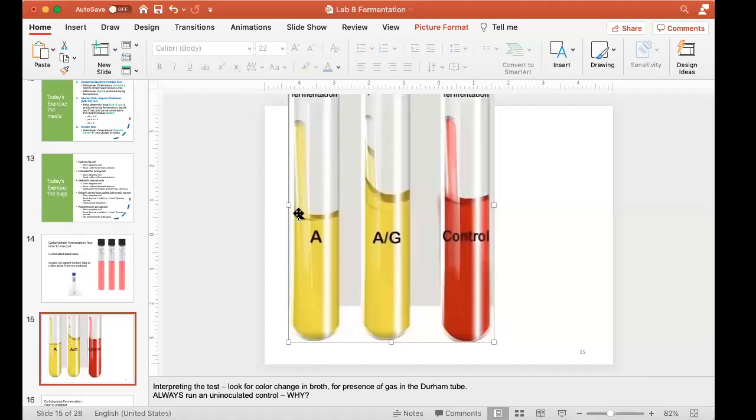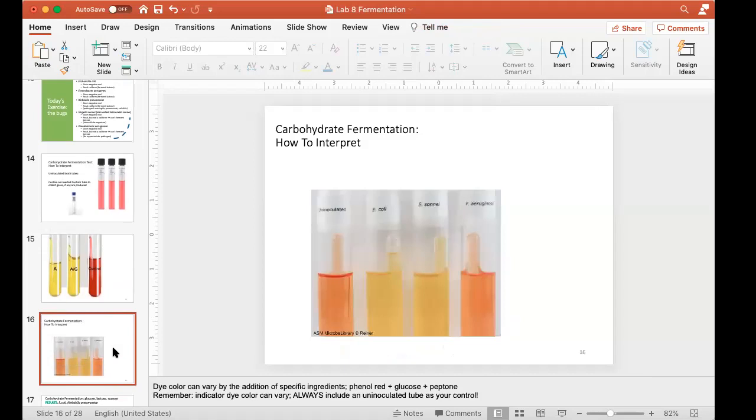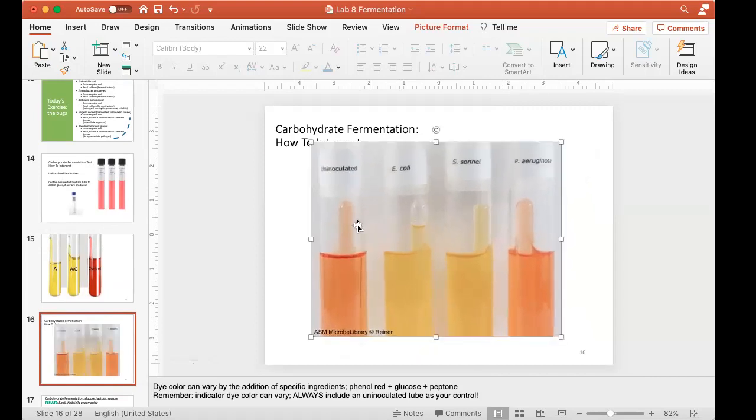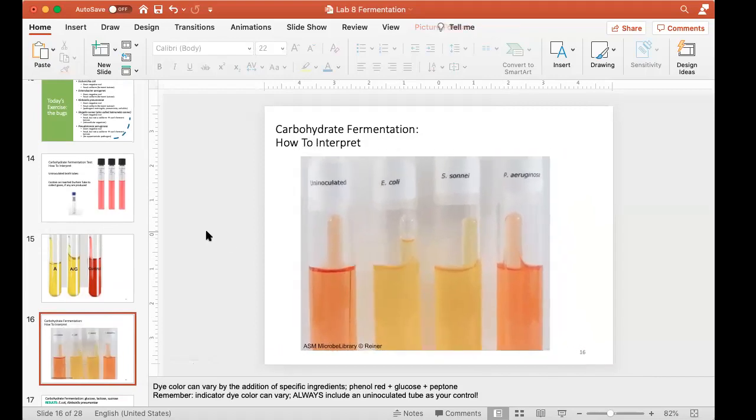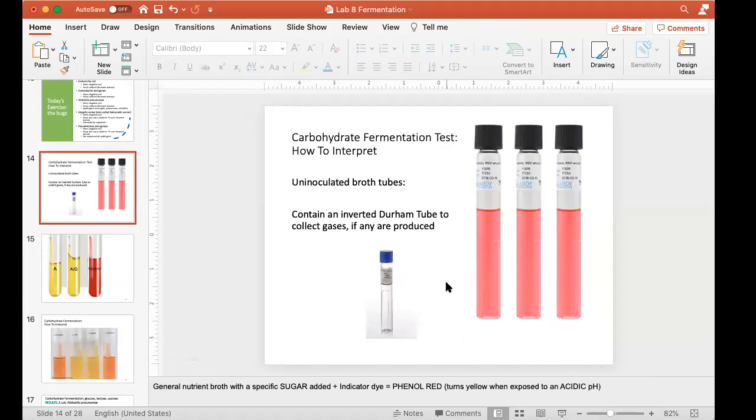All right. So we know what a positive result looks like for acid, and what a positive result looks like for acid and gas. Now let's take a look at some of our organisms growing in a carbohydrate fermentation tube. Now this just happens to have glucose in it as the carbohydrate. I put this picture in because I want to show you what it looks like when you make your own carbohydrate fermentation medium. Remember, this is what it looks like when you buy it commercially. The phenol red gives it this nice red color before the tubes are inoculated.